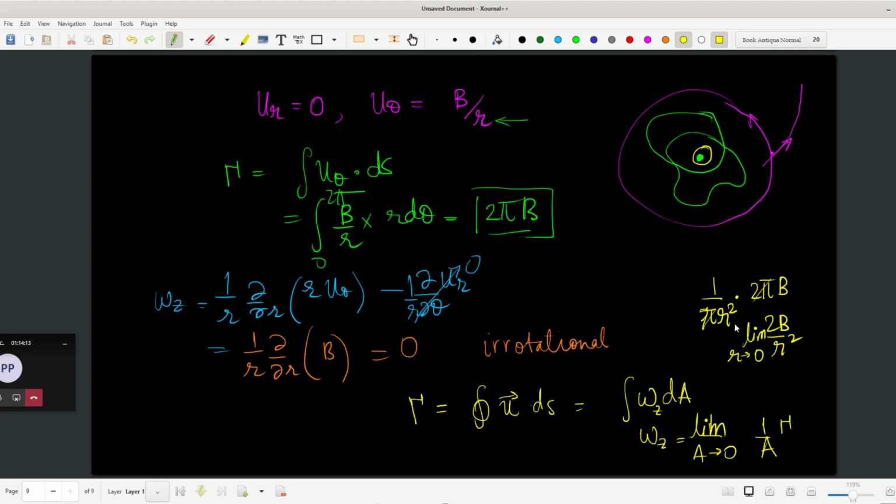Pardon me. Yeah, the circulation is going to be 2 pi b. If the circuit does not contain the origin, the circulation would be 0. Okay. If you do not contain the origin, the circulation would be 0. And it's not that difficult to show also.